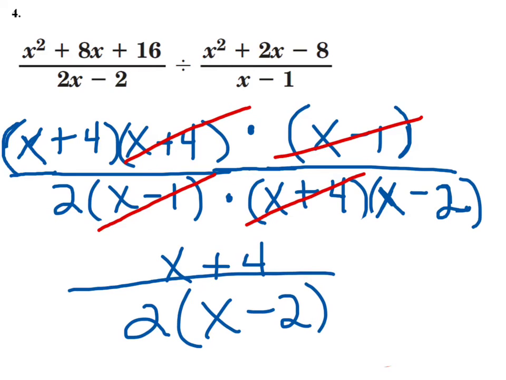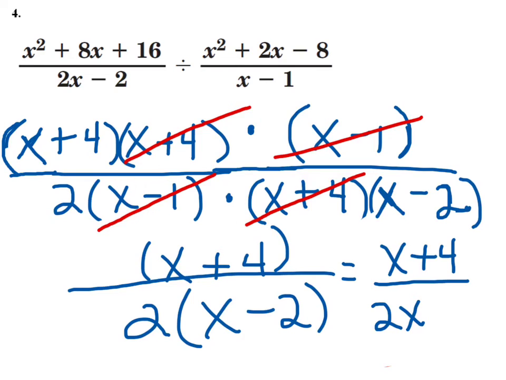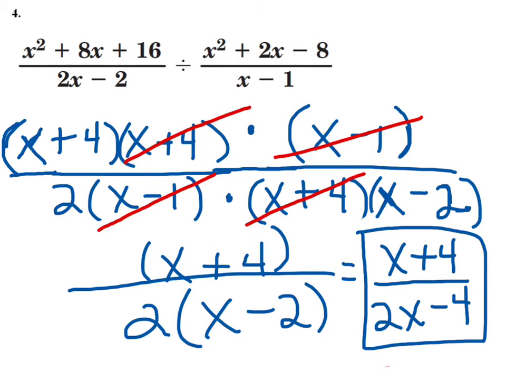And you can leave the x plus 4 in parentheses if you would like. This is perfectly acceptable for our final answer. Or you could write your final answer as x plus 4 over, distributing the 2 through, 2x minus 4. But again, please do not be tempted to cancel the 4 from the top and the bottom at this point in time. They are different terms with no common factors.